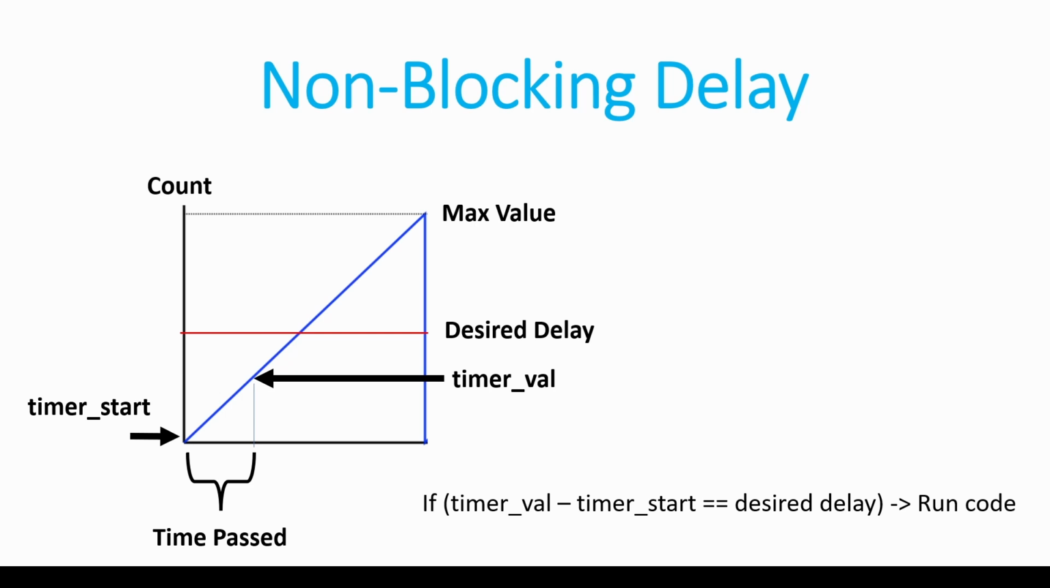To implement a delay, we will first evaluate the current value of the counter. Then, we will continuously check the counter's value until the difference between the newest value and the first value we sampled is equal to our desired delay. Once this is true, we will blink the LED and then reset the counter back to 0.